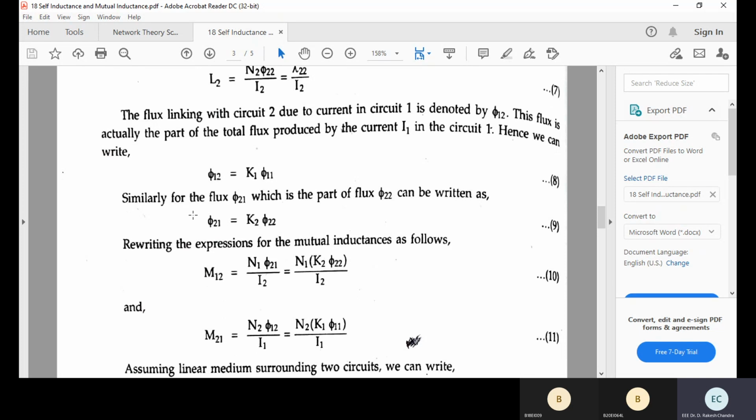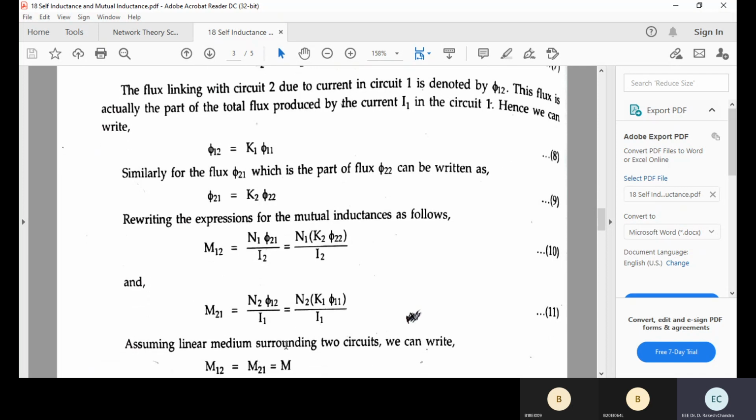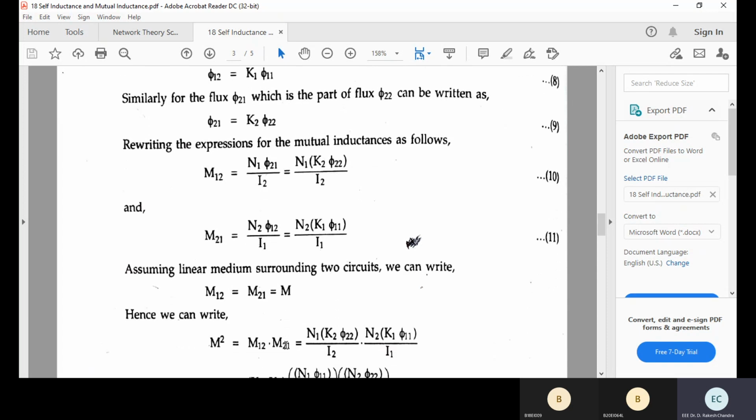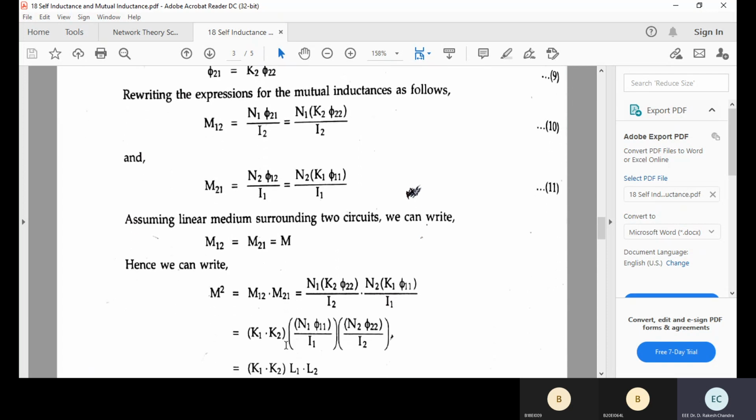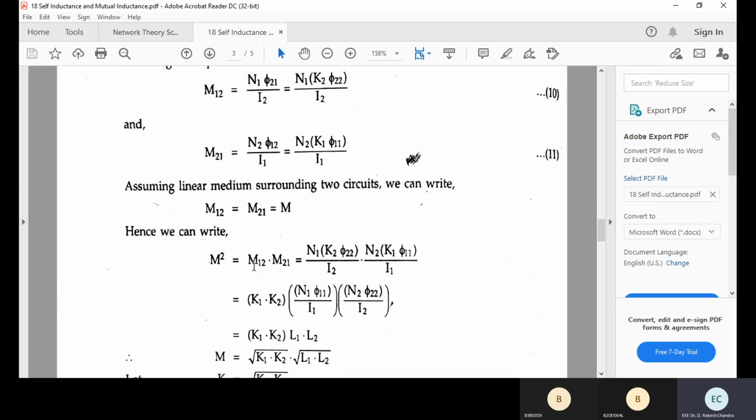Rewriting this expression, we have the mutual inductance relations. M12 is equal to N1 into phi21 by I2, which is N1 into K2 into phi22 by I2. M21 is equal to N2 into phi12 by I1, which is N2 into K1 into phi11 by I1. Here M12 is equal to M21, which is equal to M. So M12 into M21 is N1 into K2 phi22 by I2 into N2 into K1 phi11 by I1.